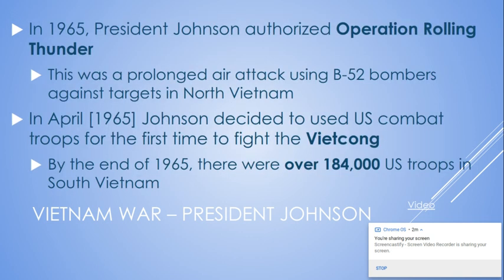In 1965, President Johnson authorized Operation Rolling Thunder, which was a prolonged air attack using B-52 bombers against targets in North Vietnam. In April of 1965, Johnson decided to use U.S. combat troops for the first time to fight the enemy, which were called the Viet Cong. They were the North Vietnamese. By the end of 1965, there were over 184,000 U.S. troops in South Vietnam.